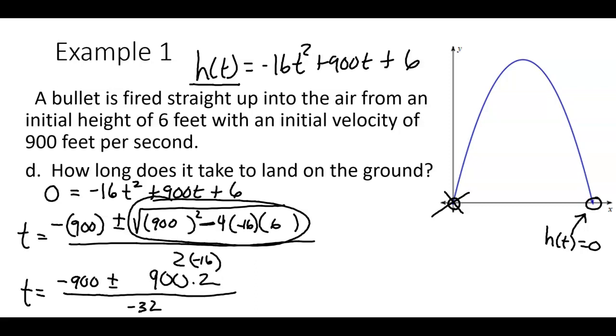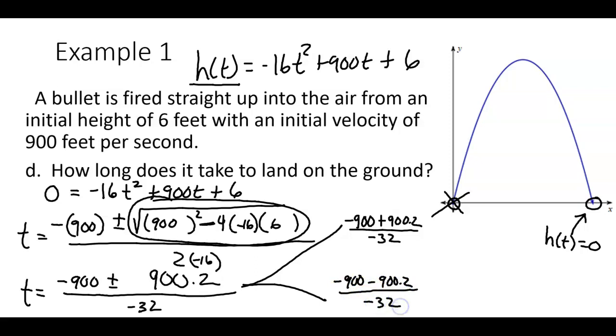Okay. After that, we're going to write out 2 equations. We're going to have negative 900 plus 900.2 over negative 32, and negative 900 minus 900.2 over negative 32. Now, as I mentioned to you guys, remember, the quadratic formula is going to give you 2 answers, right? But we only want 1 answer. We want the bigger one, the one that's on the right. The one that's always going to be the one we keep is the bottom one. The top one, the one with the plus, we won't be keeping.